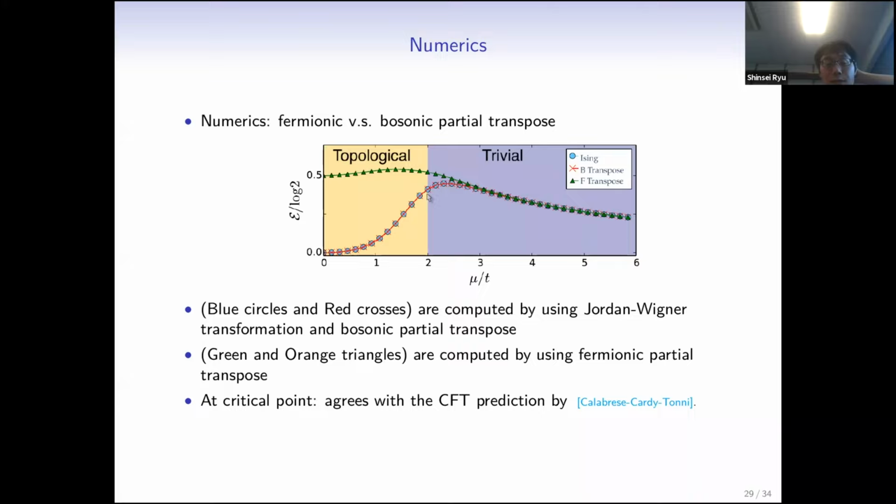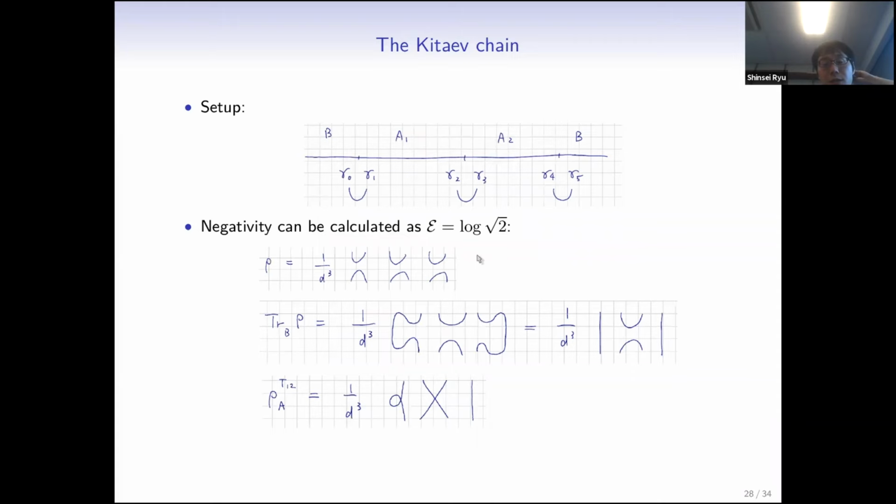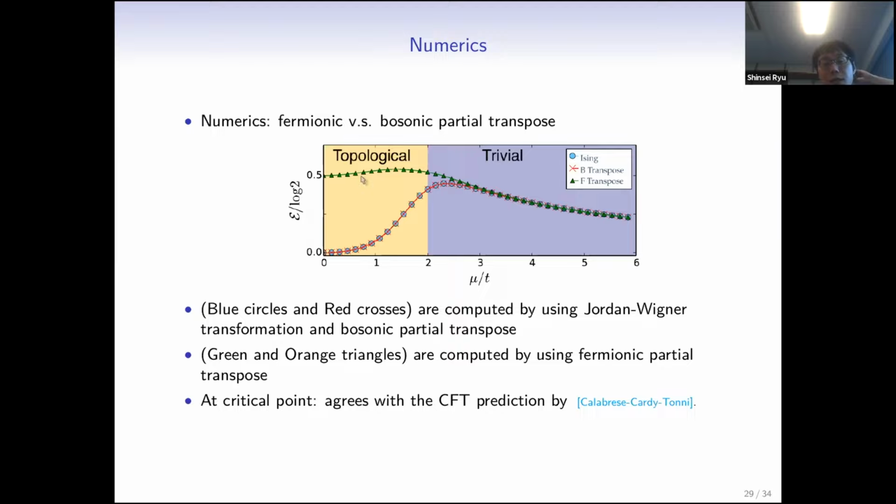This is a bit strange because it is very close to zero in the topological phase, whereas it is bigger in the trivial phase. That's clearly different from what we expect, because in the topological superconductor phase we expect more quantum correlation than in the trivial superconductor phase. So this is counterintuitive. On the other hand, if we use the definition of the partial transpose that properly takes into account the fermionic sign, we get this green result. That result agrees with the topological calculation we did here in the extreme topological limit, and overall it has a more reasonable behavior: we have quantum correlation in the topological phase, and less quantum correlation in the trivial phase.